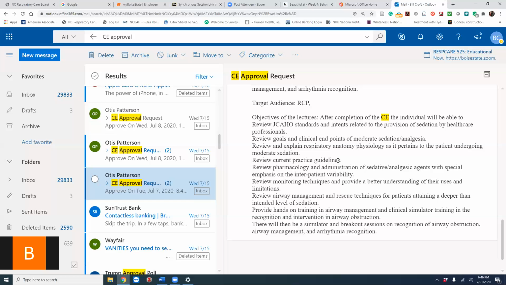The other one, review current practice guidelines. Well, could you do that before the conference or before what they're doing? Could they have them do that before that period? Sure. Yeah. So you could walk in the door, they've already reviewed the practice guidelines. Then instead of saying review the current practice guidelines, it would be the students will be able to what?